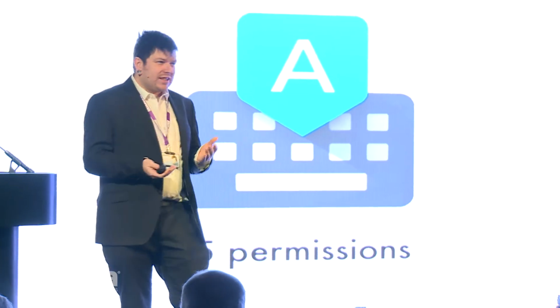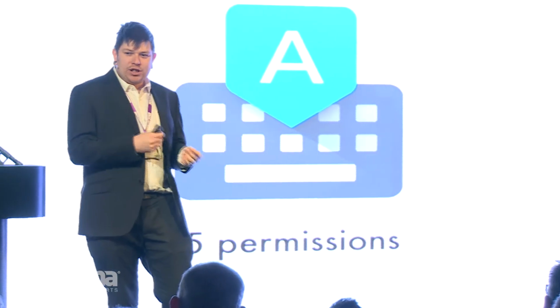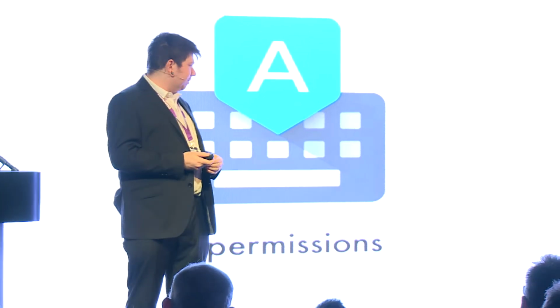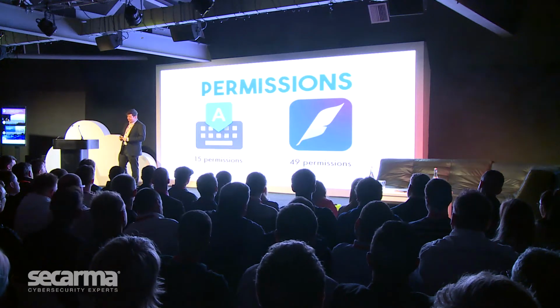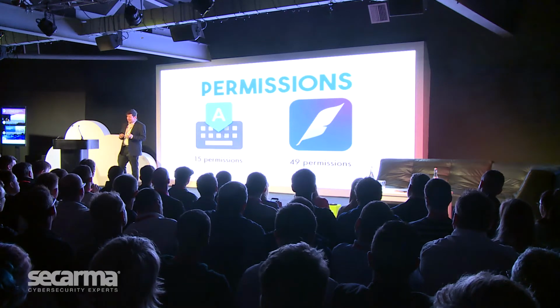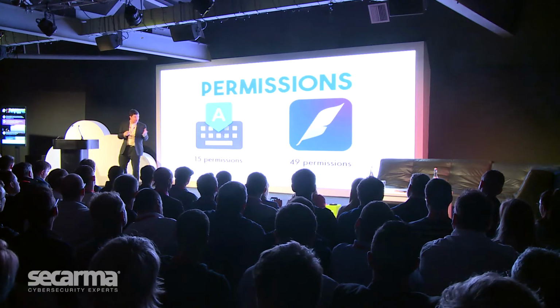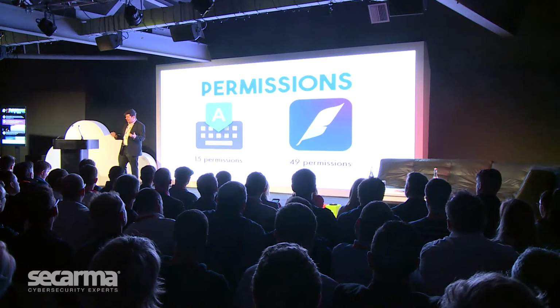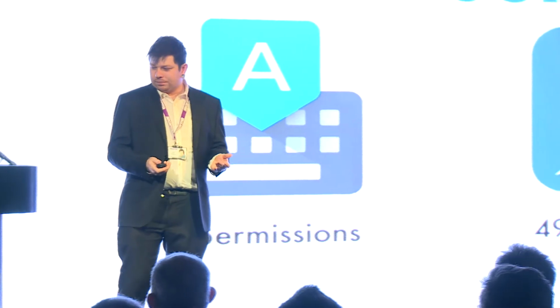Flash Keyboard does exactly the same job, wants to predict who I am, maybe change the picture. 15 permissions, 49. So 3 times as many permissions to do exactly the same job. Working in security, that got me triggered straight away. I want to look at what this application is doing. I want to find out why it needs 49 permissions.